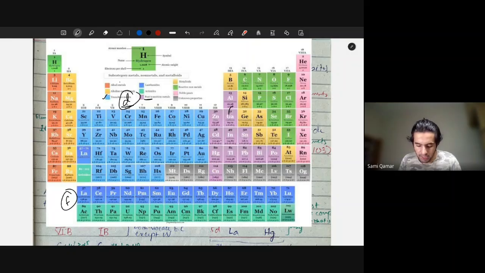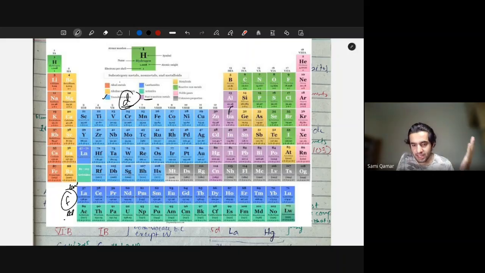Now this lanthanide and actinide series. This is F block. This series is known as lanthanide series, and this is known as actinide series. And this is really important. We will talk in a moment, but lanthanide and actinide series is our F block element, and lanthanide and actinide series is known as inner transition elements. Why are they known as inner transition elements? You can remember this way.